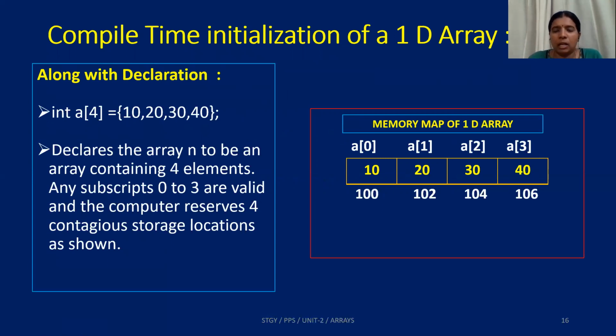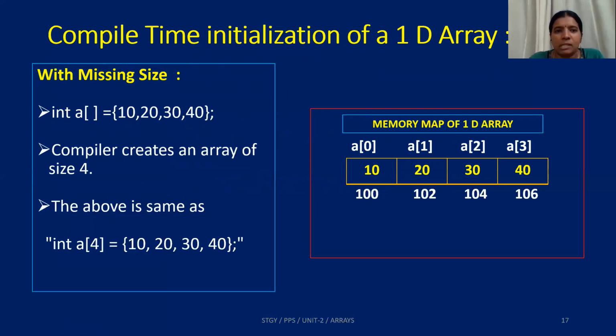Are there any other versions of this? Yes, the C language supports quite a few versions. One is with missing size. Can I have the size missing but with the initializers present? Yes. What does the computer do? Whenever it sees such a declaration statement, the machine first counts the initializers and then internally updates the size to be 4. So it is similar to writing int a of 4 is equal to 10, 20, 30, 40, but this is valid. It is allowed in C language.